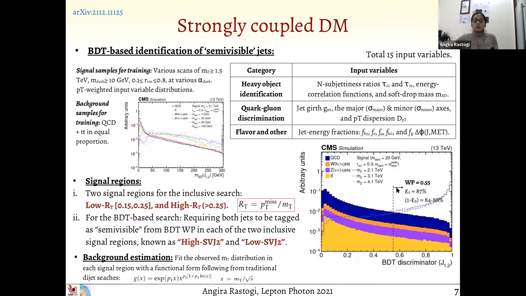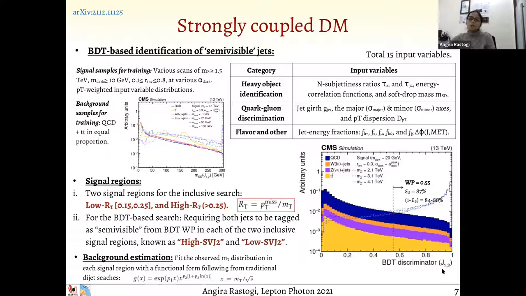Okay, so in order to enhance the selection of semi-visible jets, which are the signal jets, we have trained a dedicated BDT with a total of 15 input variables. These variables range from jet substructure variables to variables which are used in quark and gluon discrimination, and some other variables like the jet energy fractions and the delta phi between jet and MET. For the signal jets, they use benchmark signal scenarios, and for backgrounds, QCD and t t-bar jets are used in equal proportion.